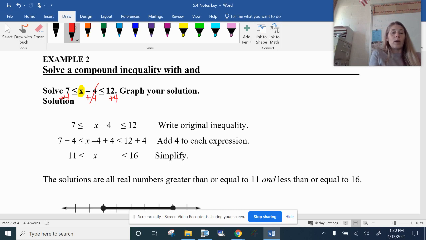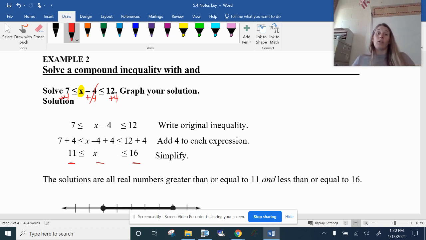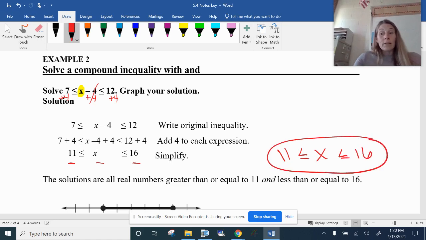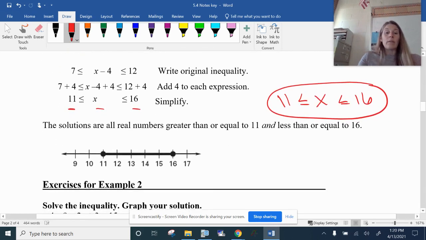Then we end up with 11, X in the middle, and 12 plus 4 is 16 over here on the right. But my signs did not change because just like in earlier lessons, the only time you reverse your signs is if you multiply or divide by a negative. We just added 4. So now my X is by itself. So I have 11 is less than or equal to X, which is less than or equal to 16. When I go to graph this on the number line, I'm going to want to make sure I have the 11 and the 16. And if there's a few numbers in between, these would both be closed circles since we have the equal to lines, and I would be shading in the middle.